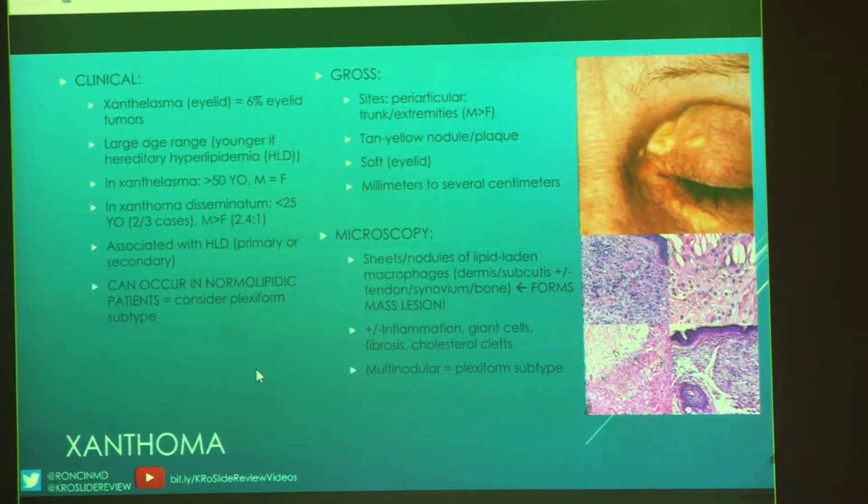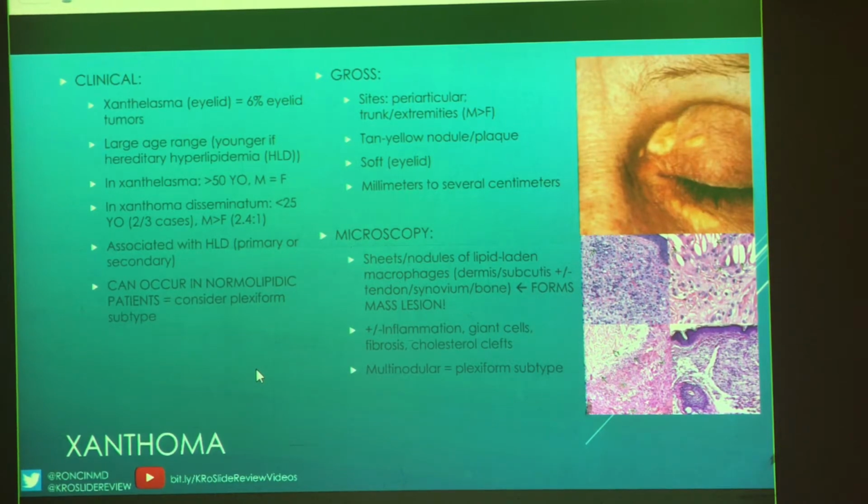So the age range is huge. If you have hereditary hyperlipidemia conditions, you'd want to think, okay, is this going to occur in younger patients? Well, yes, because it's hereditary. In xanthoma disseminatum, which disseminatum means disseminated, so it's everywhere, they're going to be quite young, less than 25 years old in most cases, and as per most of the lesions we saw in bone and soft tissue, males are going to predominate.